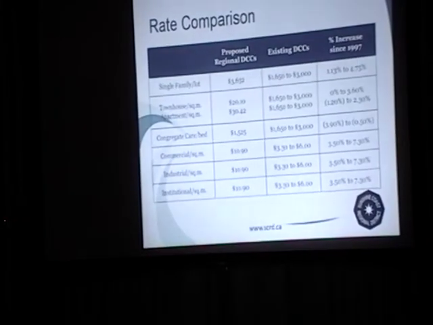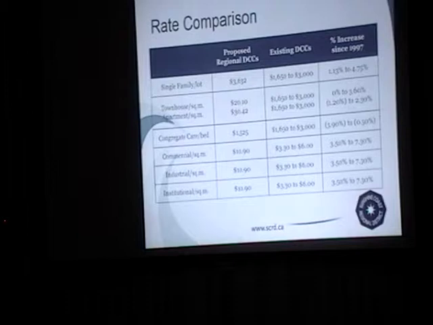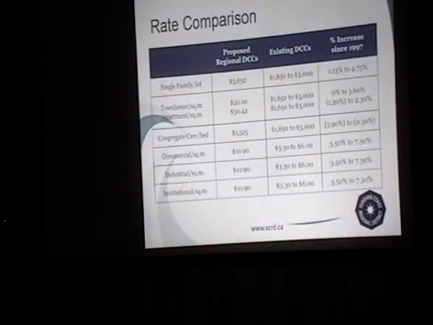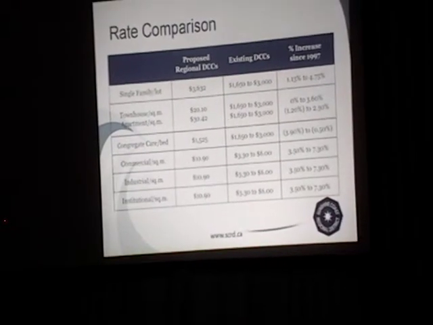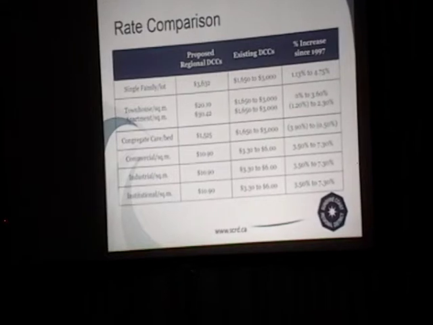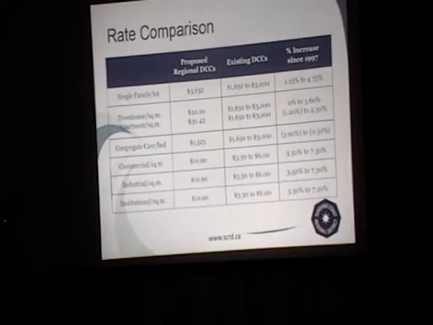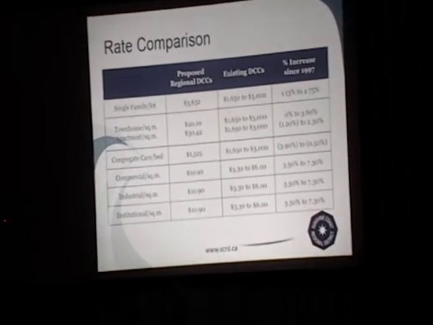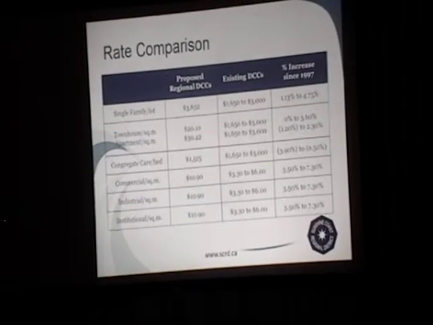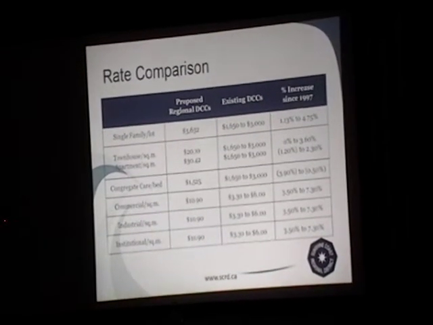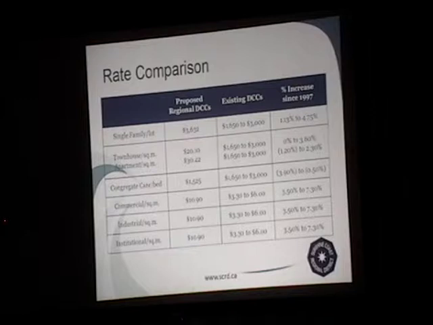Brian, that percent increase since 1997, is that the difference between the existing DCCs and the proposed? Yeah, and that's an annual increase. Okay. So it's been 17 years since we've touched our rates. So you'll see it ranges from a low of decrease in congregate care to the largest increases in the commercial industrial.